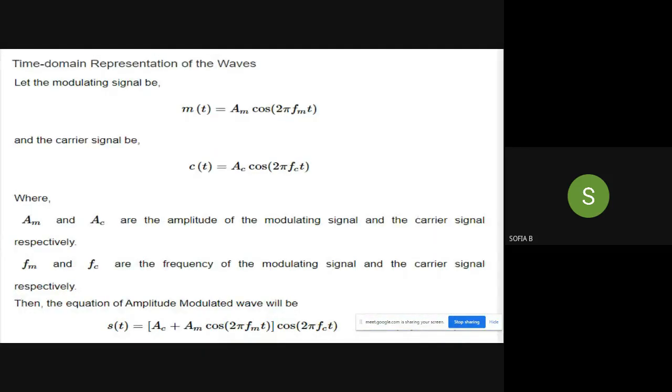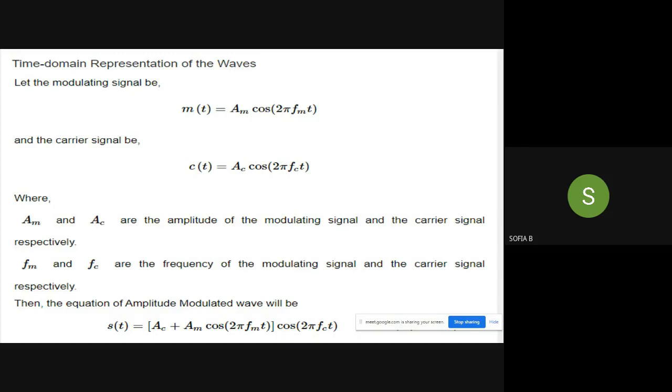Time domain representation of the wave. Let the modulating signal be m(t) = Am cos 2πfmt and the carrier signal be c(t) = Ac cos 2πfct, where Am and Ac are the amplitude of the modulating signal and the carrier signal. Fm and Fc are the frequency of the modulating signal and the carrier signal.